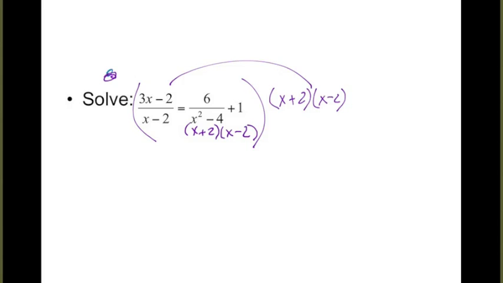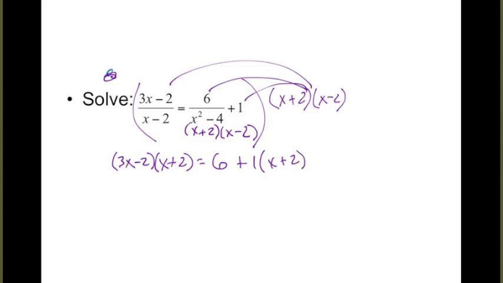When we multiply that first fraction, the x minus 2's will cancel. So I'm going to have the 3x minus 2 times an x plus 2 left over. In that next fraction, the whole bottom cancels, so it leaves just the 6. Plus, multiply the 1, and nothing cancels, so I get 1 times x plus 2 times x minus 2. Then we have some FOILing to do.